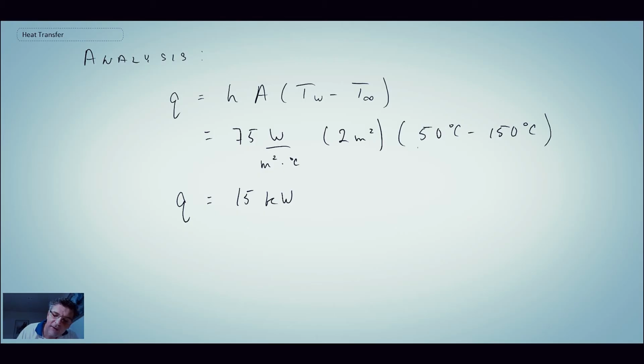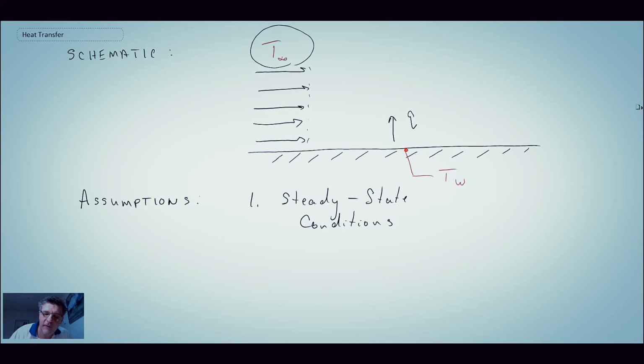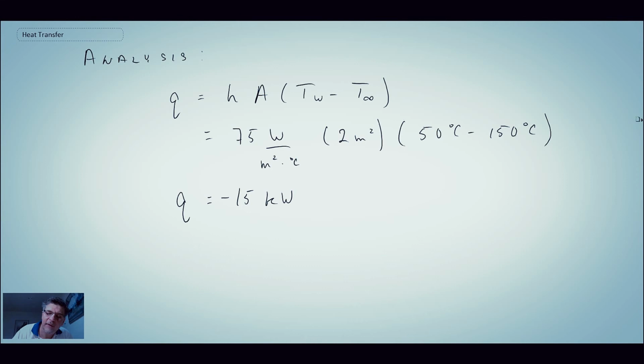And given that we have a 50 minus 150, that's actually a negative. So it's a negative value, and what we need to do is go back and look at the way that we had the drawing. We were showing the heat transfer going from the wall out into the fluid, but given that the fluid is at a higher temperature than the wall, the fluid is 150 versus the 50 of the wall, really what we have is a scenario where we have 15 kilowatts, and then just add the words into the plate.